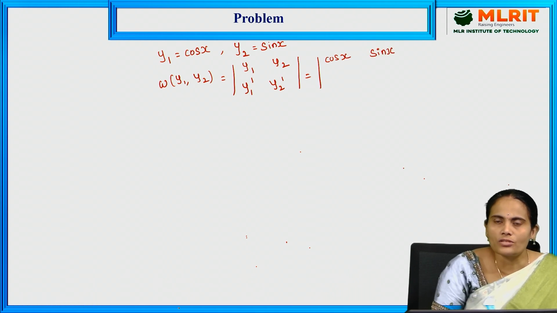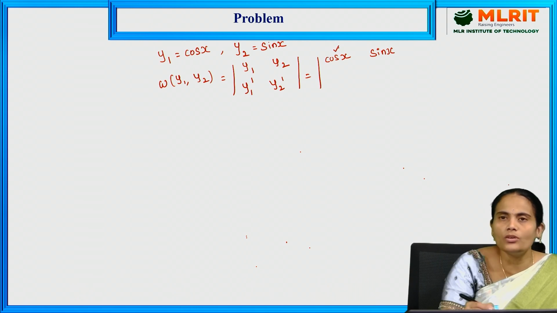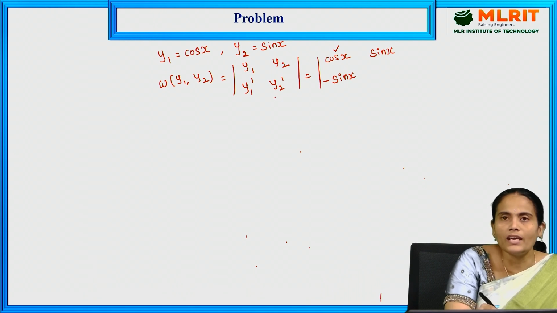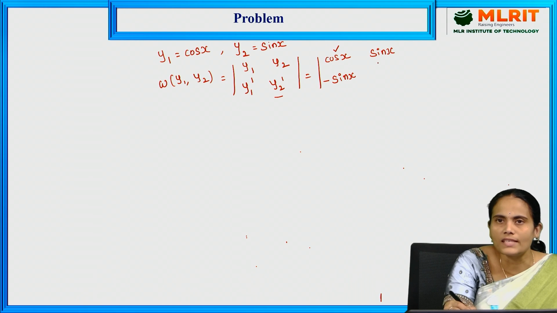So y1 dash is the derivative of cos x, which is minus sin x. And next is y2 dash, which is the derivative of sin x. The derivative of sin x is cos x.